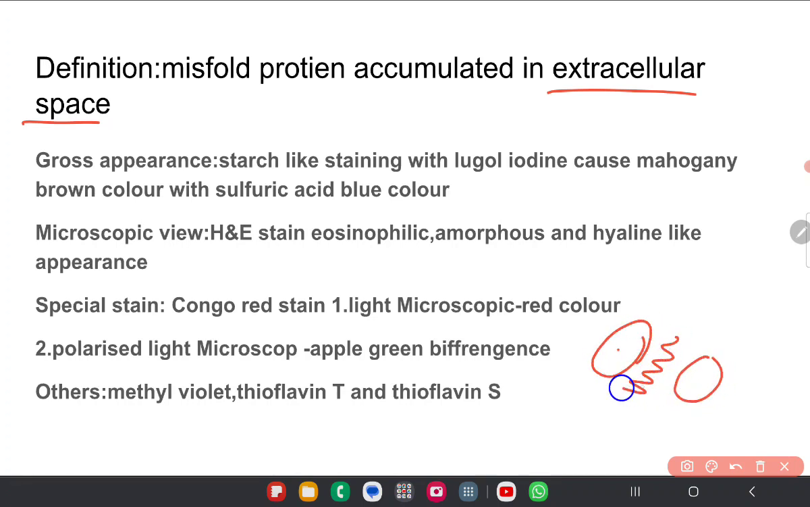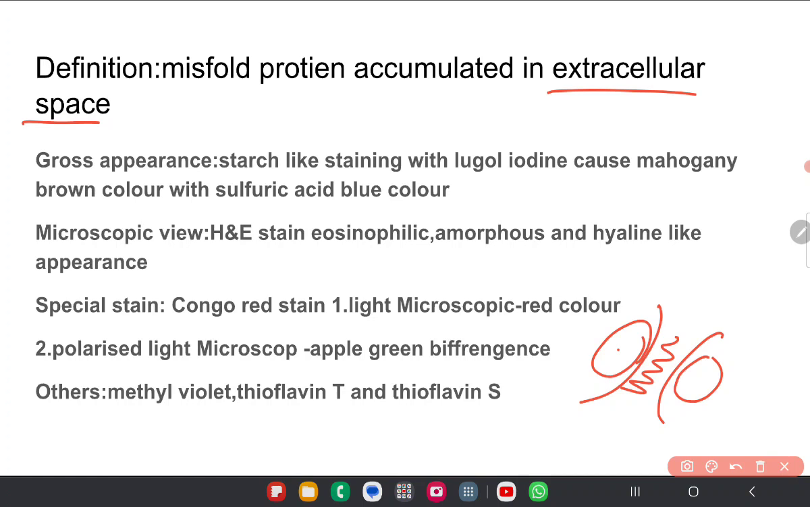Here there is an accumulation of some protein, like amyloid, we are talking about. Amyloid is like a starch, a carbohydrate, but it's not a carbohydrate. Its appearance looks like a carbohydrate, so the name amyloid is given. And whenever there is a protein accumulation between the cells, there is a compression that leads to cellular damage.